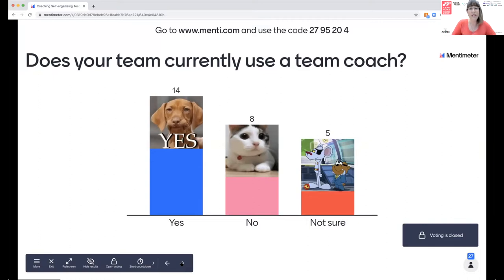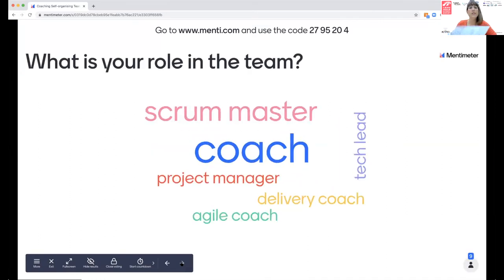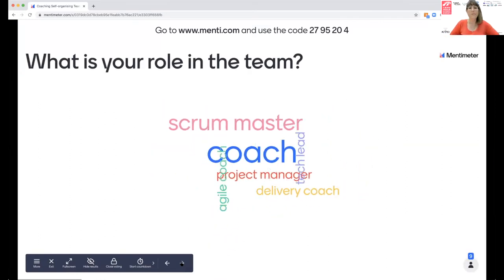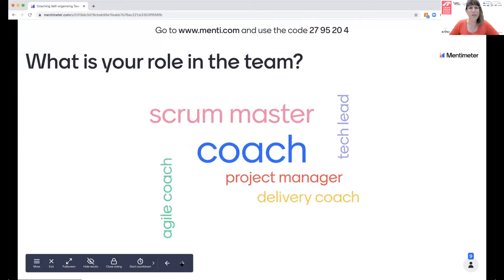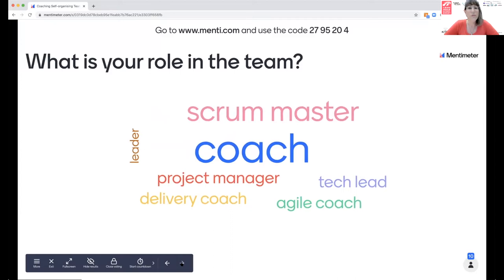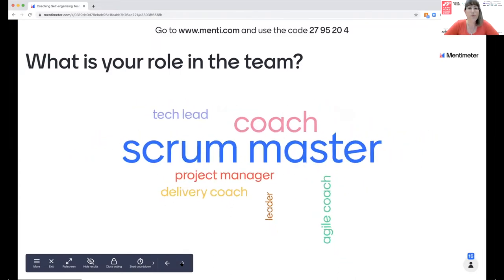So Charlotte, if you want to take us on to the next question. So what is your role in the team? We're going to give you a few seconds to answer this as well, just so we see who we've got in the room, because when we're coaching a team, it's really important to know who you have in the room.